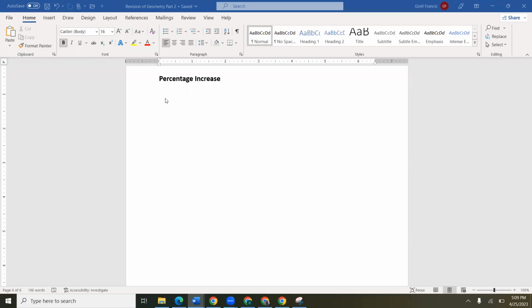For percentage increase, we are going to follow some steps. And by mastering those steps, you can apply them to any percentage increase question.